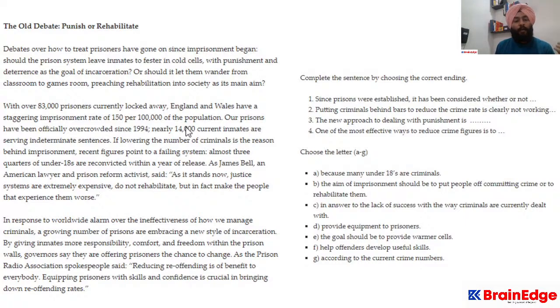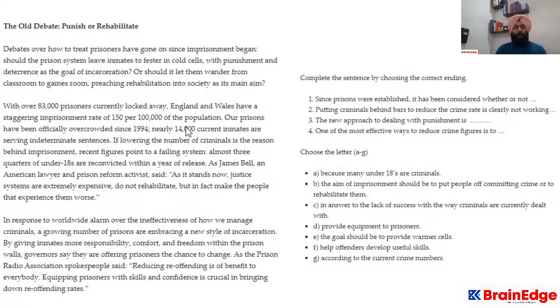In response to, response means feedback. Feedback means answer. In response to, in answer to. Ineffectiveness, that something is not working. Lack of success. Of how we manage criminals, the way criminals are currently dealt, deal, manage. This is the answer. Number C.